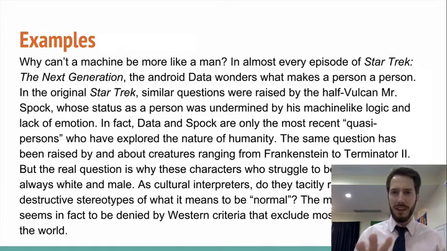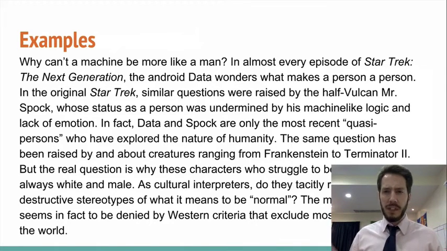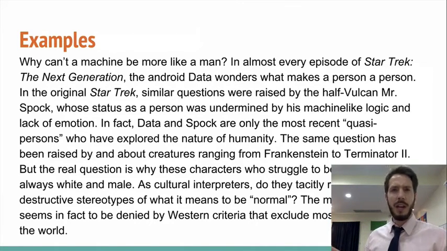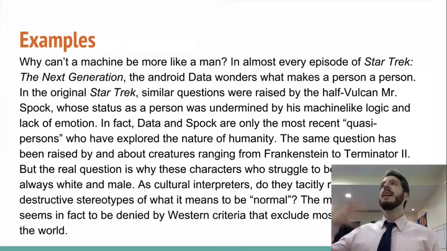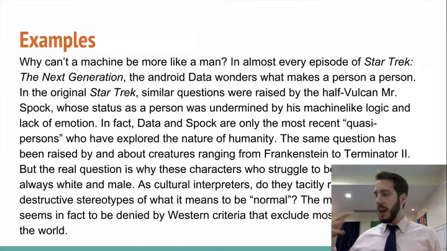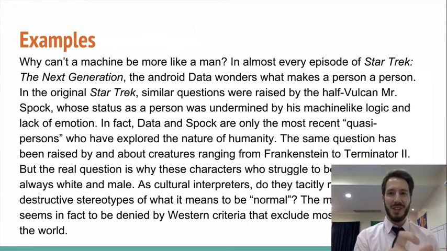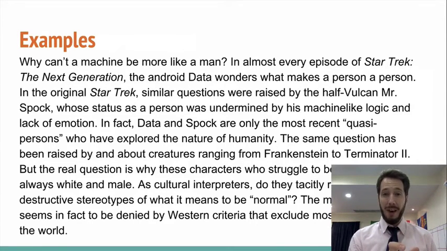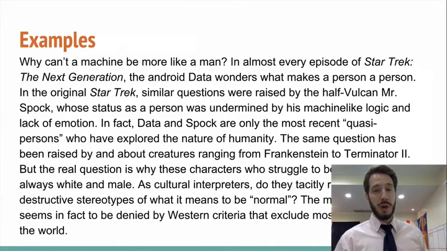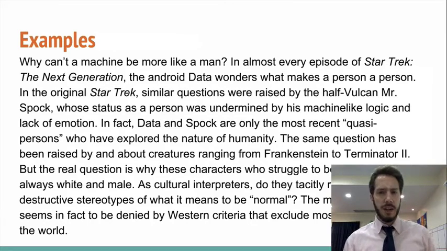Okay, so let's pause there. The entire first section up into Frankenstein to Terminator 2 is contextualizing the topic, making sure that I have common ground and I understand what the topic is about, introducing the topic. And here's the question: why are they always white and male? "As cultural interpreters, do they tactically reinforce destructive stereotypes of what it means to be normal?" There's a research question also presenting the problem in terms of this topic, and here should be the response.